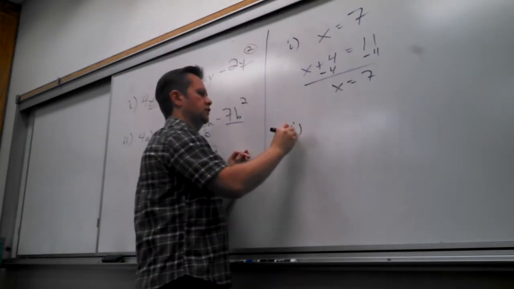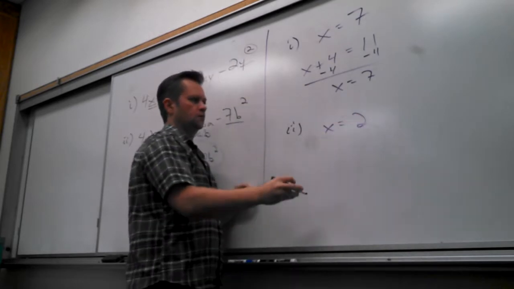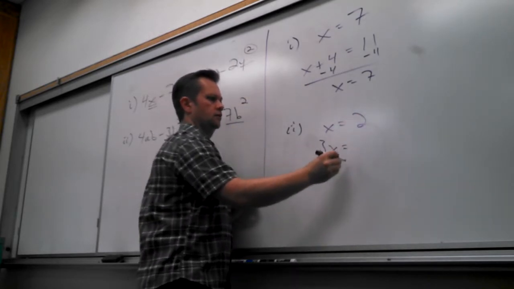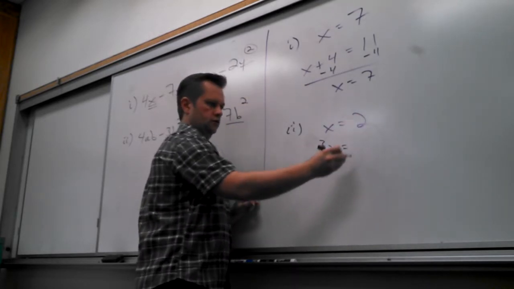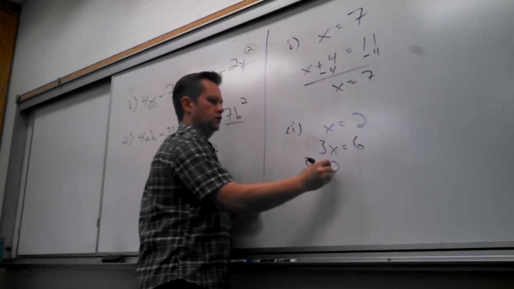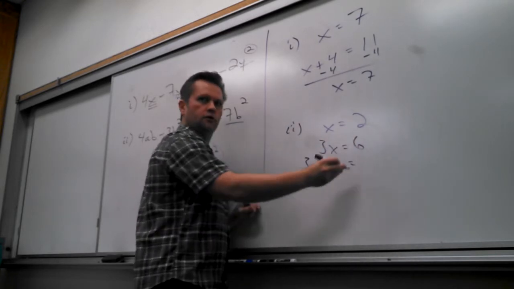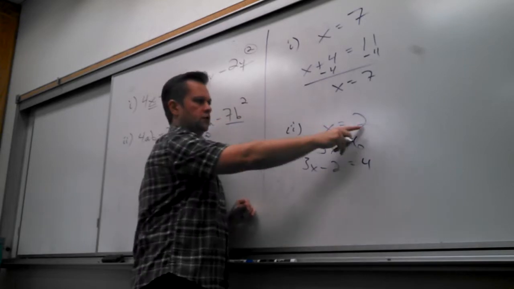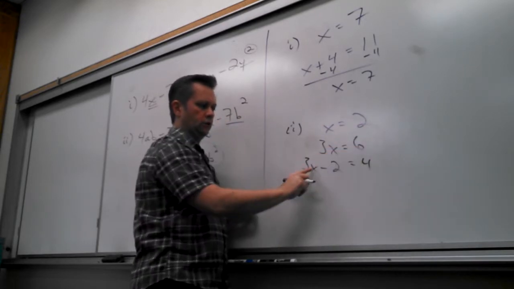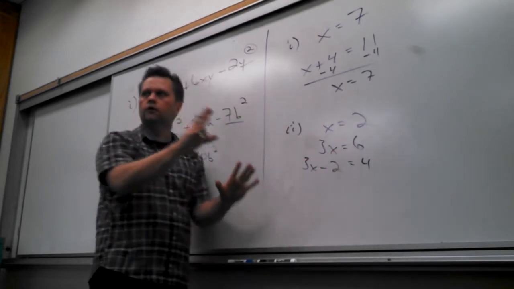What if we do something else? If I start with x equals 2, what's 3x? 3 times 2 is 6. So what's 3x minus 2? 4. You guys with me so far? Yep. So 3 times 2 is 6, and then 3x minus 2 must be 4.